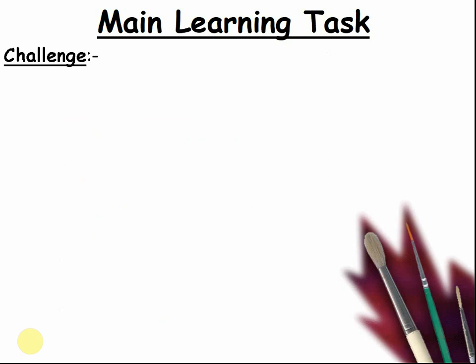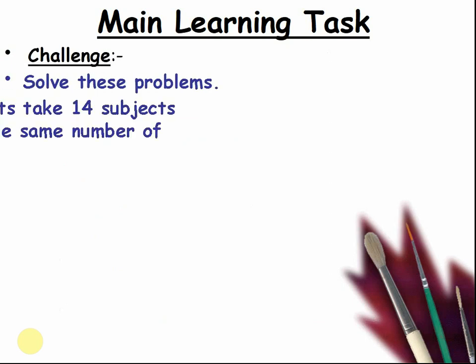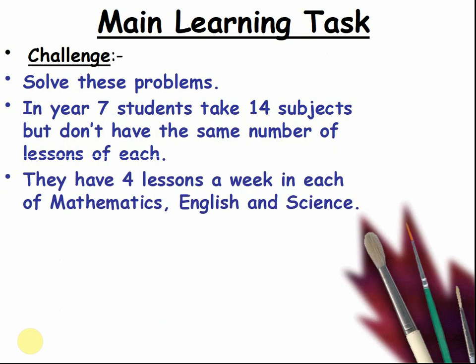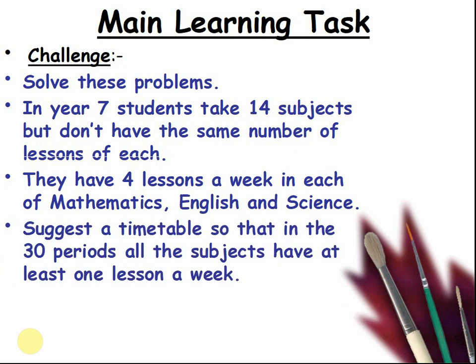Main learning task. Challenge. Solve these problems. In Year 7, students take 14 subjects but don't have the same number of lessons of each. They have 4 lessons a week in each of maths, science and English. Suggest a timetable for the 30 periods so that all the subjects have at least 1 lesson a week. Pause the video and solve this question.